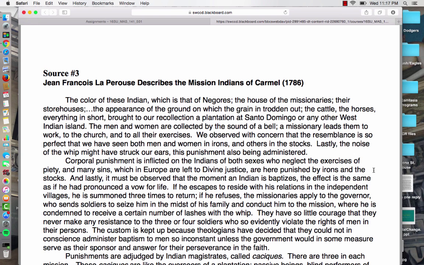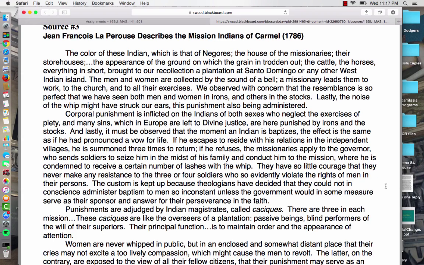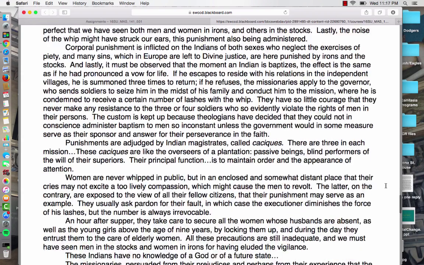Because La Perouse is a Frenchman, you might say he has a bit of a hidden agenda, in that he's not Spanish, and he had problems with Spanish people in the past. Maybe he might be exaggerating to a degree, but in any case, the point is that in 1776, Jean-François La Perouse is talking about what's happening in the missions, and in this case, the plight of the mission Indians at the Carmel mission, of course, in north central California.